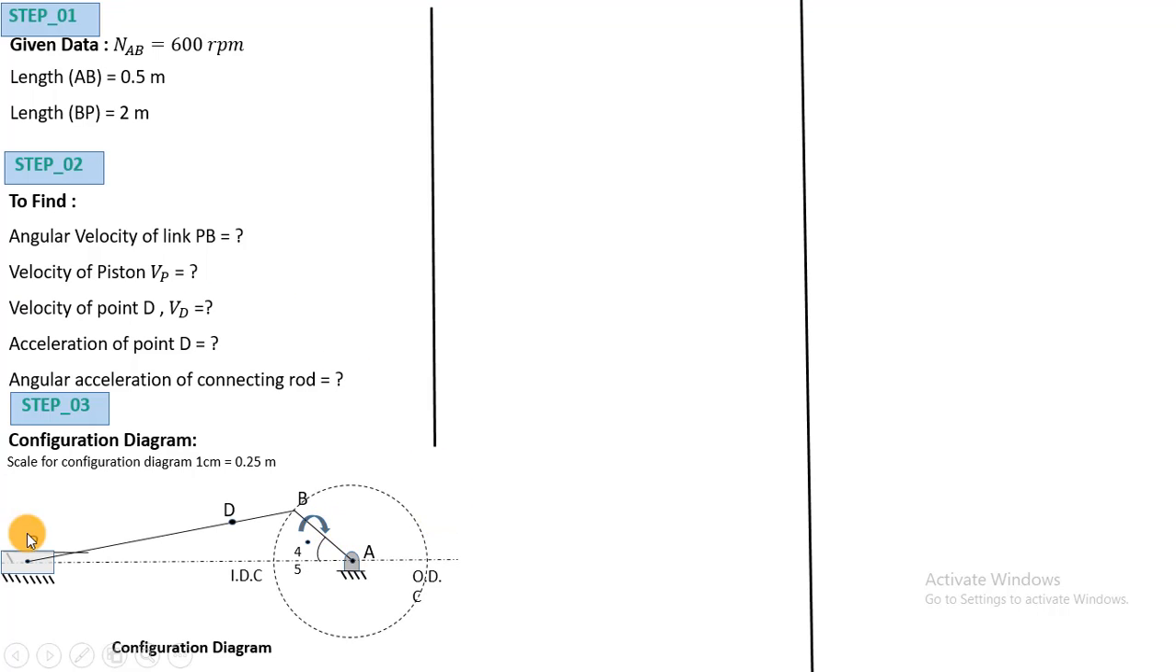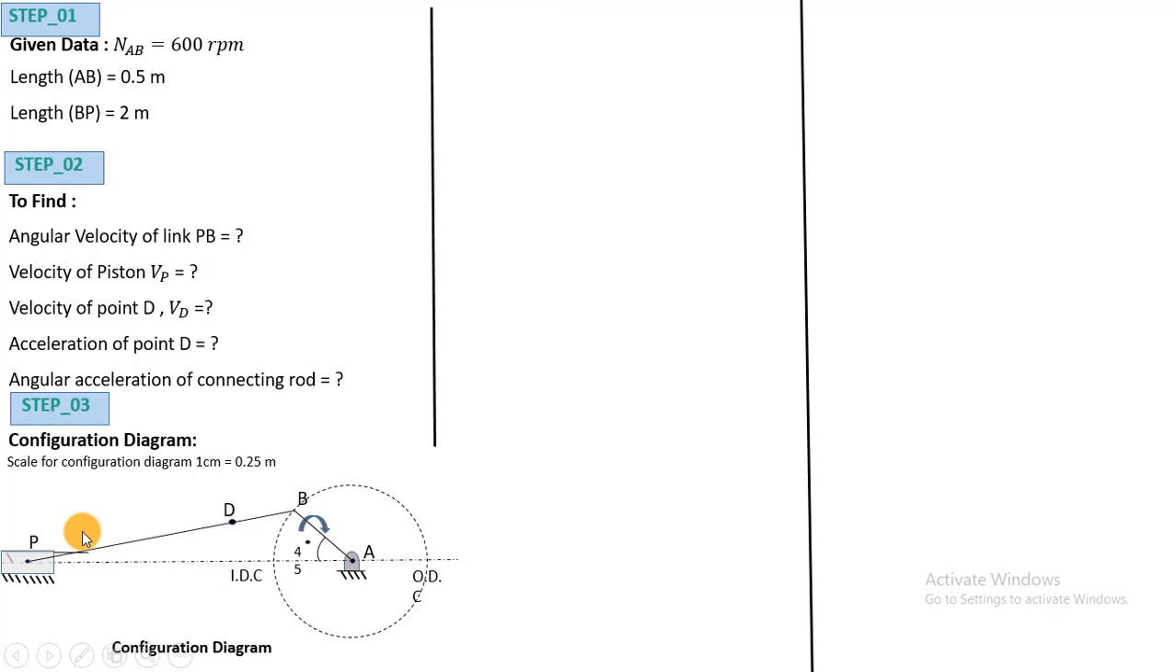So here is the configuration diagram. First of all, we'll try to understand how to construct this configuration diagram. Now fix this point A. The angle of AB with the horizontal line is 45 degrees. So this is a 45 degree angle with the horizontal, or we can say with respect to the IDC. So this is crank AB. The length of AB is known and the angle is known, so we'll get the point B, and we have to draw the straight horizontal line through point A. Now we have to locate the point P. Once we locate the point P, then we can draw PB.